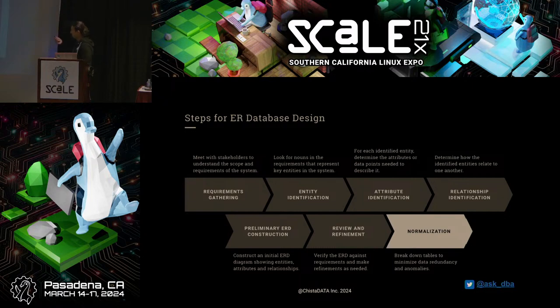We gather the requirements, which the business is supposed to tell you: okay, we're going to have a new service, say a new payment system or a new integration to some mailing system. We identify the entities, and we make sure that attributes are identified. When we say attribute identification, what does that actually mean? Basically, these are the data points.